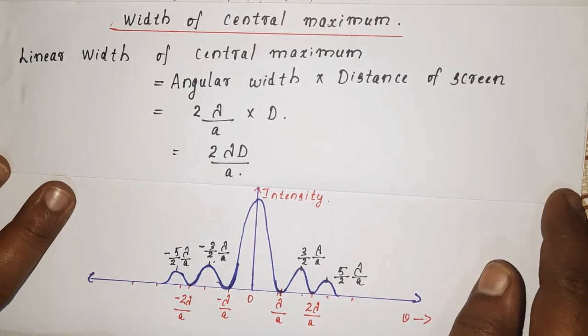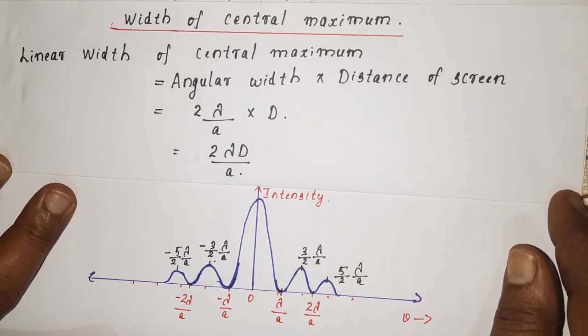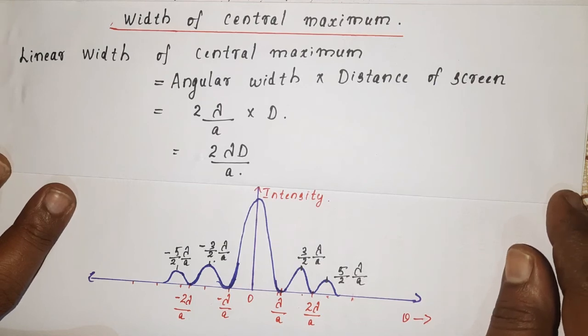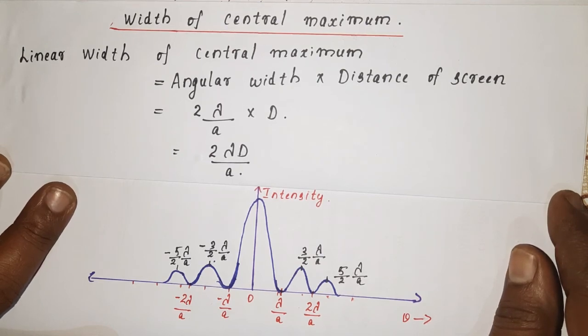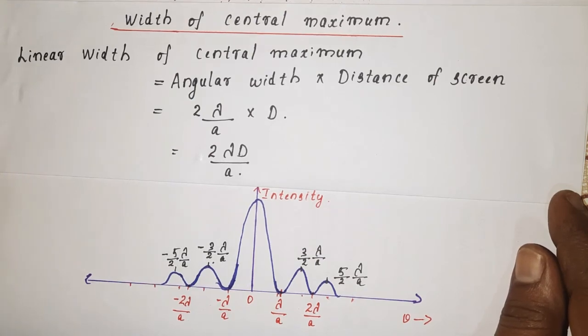Now the width of the central maximum. So we have already discussed that all the fringes, all the bands, are not of equal width and not of equal intensity. The width and intensity of diffraction fringes are different. So the central maximum is the broadest one, the widest one. So we mention only the width of the central maximum. In an interference pattern we were discussing fringe width, but in a diffraction pattern we mention the width of the central maximum.